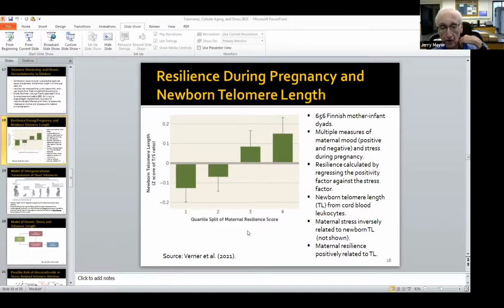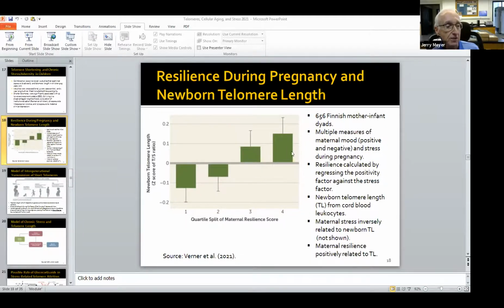Now, what about the flip side? What about resilience? This is a very recent study that I noticed. It just came out earlier this year. It was done in Finland, so a nice, good-sized sample. The authors took multiple measures of maternal mood and also assessment of stress during pregnancy, and then they calculated a resilience score. If you're interested in exactly how they did this, I recommend the paper. It's in my folder.